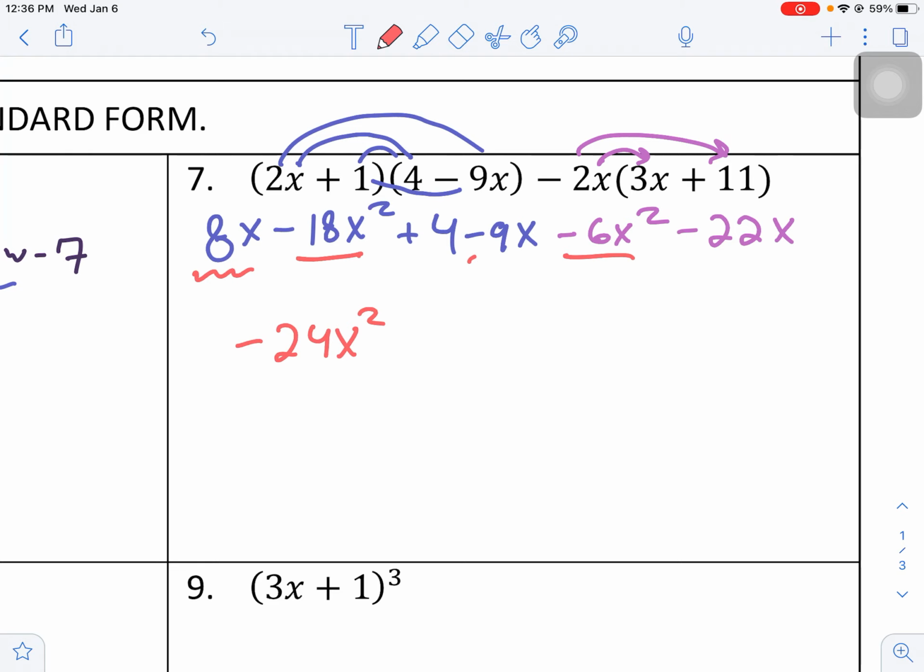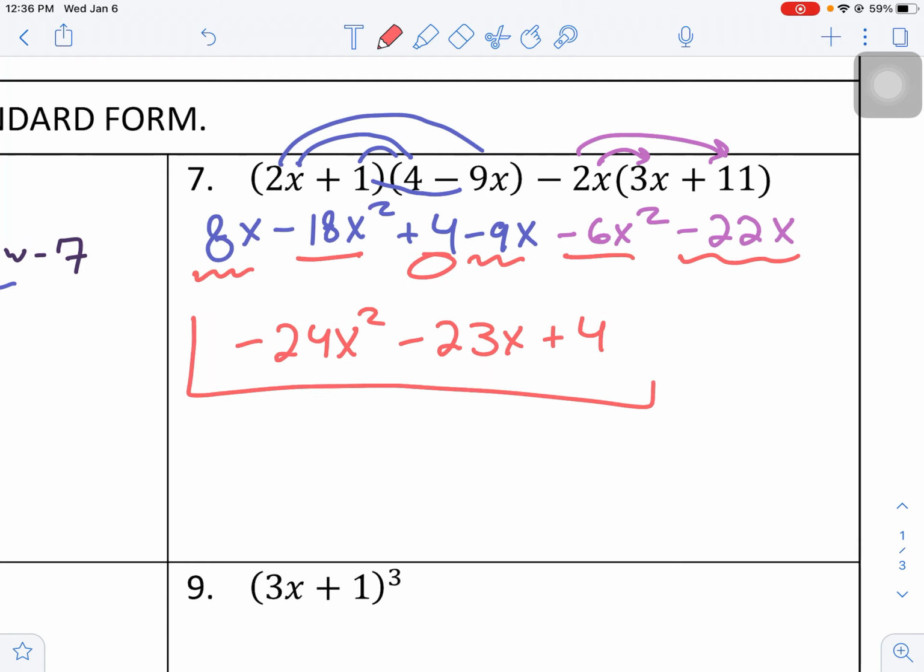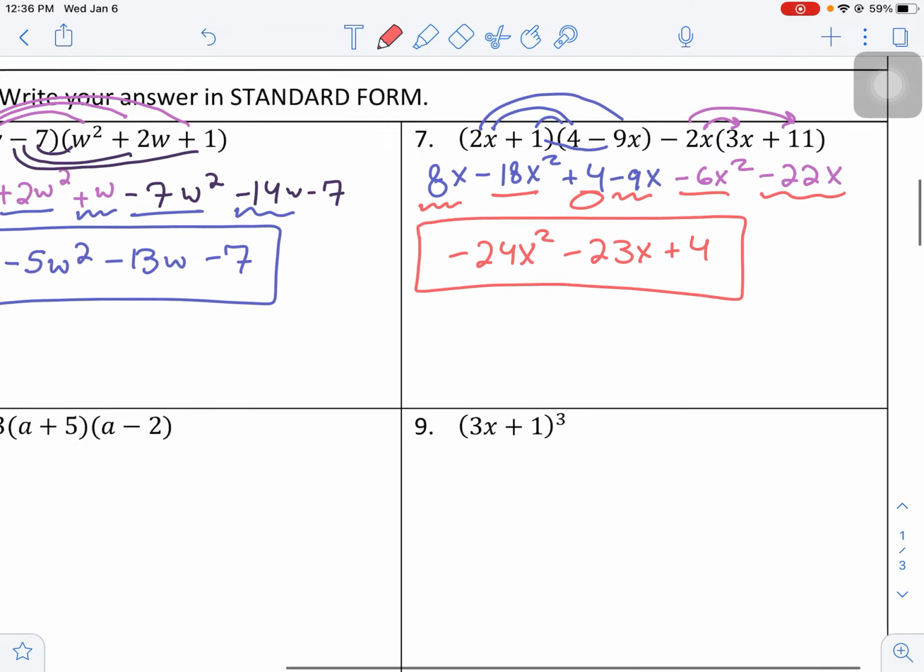And then we have 8x minus 9x, so that's negative x, minus 22x, which would make negative 23x. And then the very last thing there is just that plus 4, right? The only thing that's left. And there would be our answer.